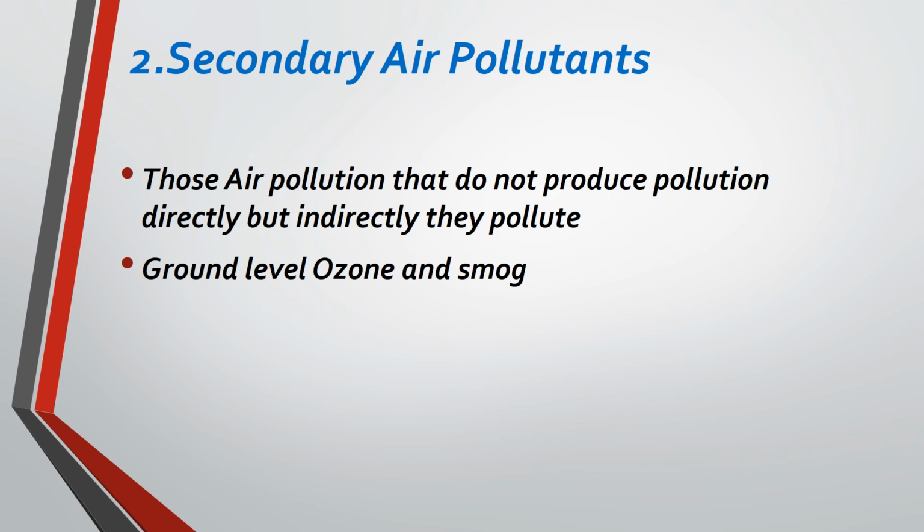Secondary air pollutants are those pollutants that do not produce pollution directly, but indirectly they pollute. Primary air pollutants pollute the air directly, but secondary air pollutants pollute the air indirectly, like ground level ozone and smoke.